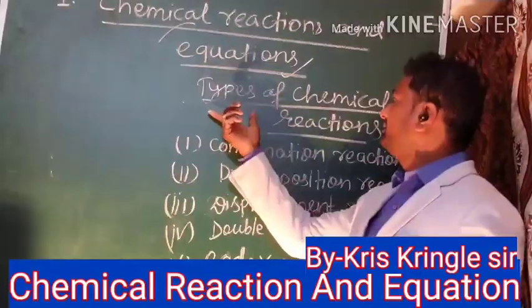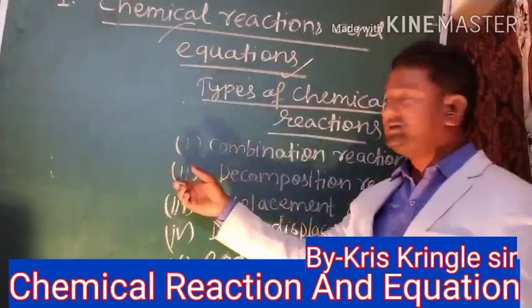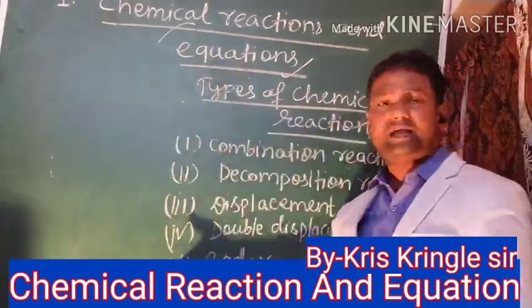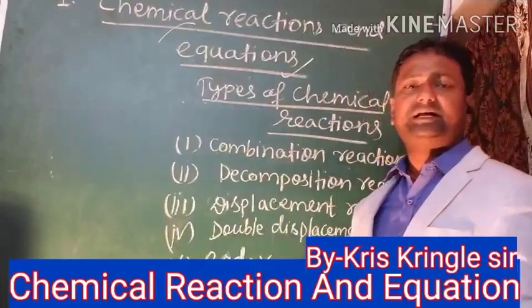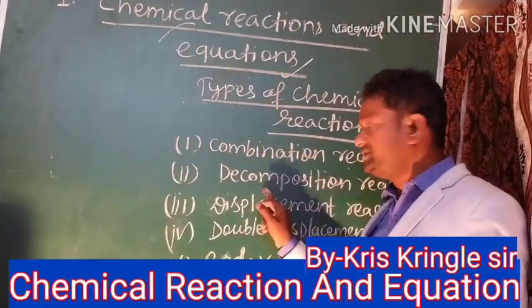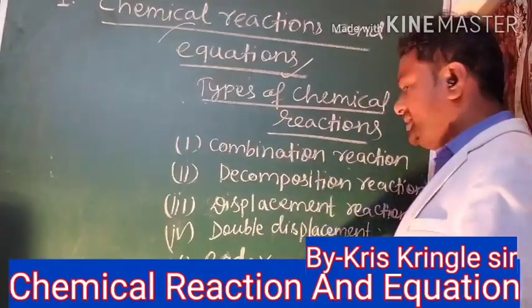Now we can understand different types of chemical reactions one by one. There are mainly 5 types of chemical reaction: combination reaction, decomposition reaction, displacement reaction, double displacement reaction, and redox reaction.